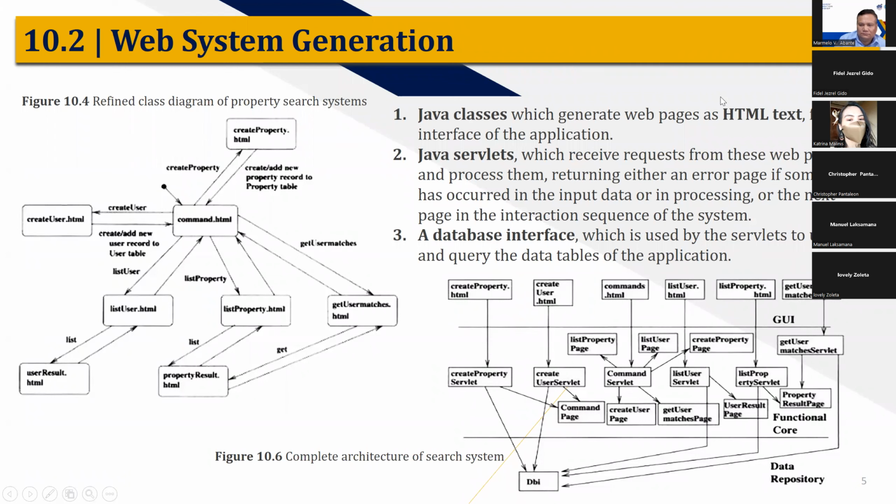So we have the Java classes, HTML as an example, as text. The Java servlets process the series of web pages that constitute these web systems, and a database. This refers to the backend, and this number 2 is the front end side.